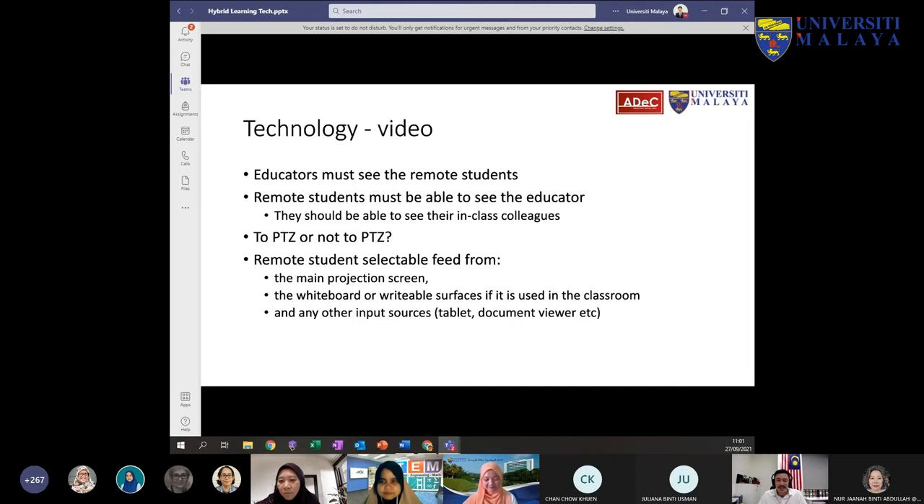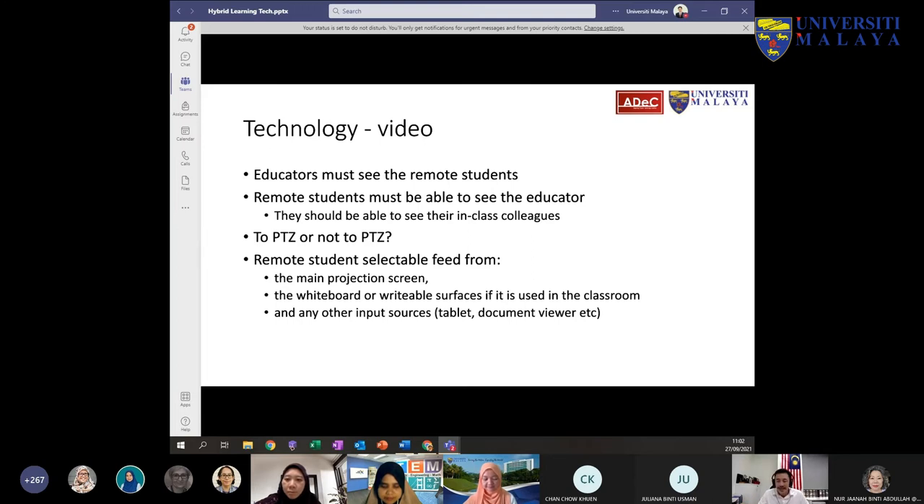So I would suggest that if you want to invest in PTZ, yes, but get the PTZ that actually moves slowly and can be programmable. So that means if you push the first button, it will point somewhere. Push the second button, it will point somewhere. And it will not move wildly around wherever the lecturer goes.